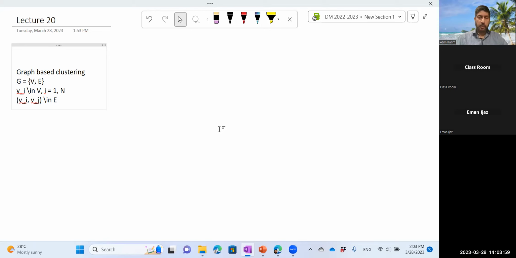Objects are nodes. Edges represent relationship between nodes, which are of course objects.